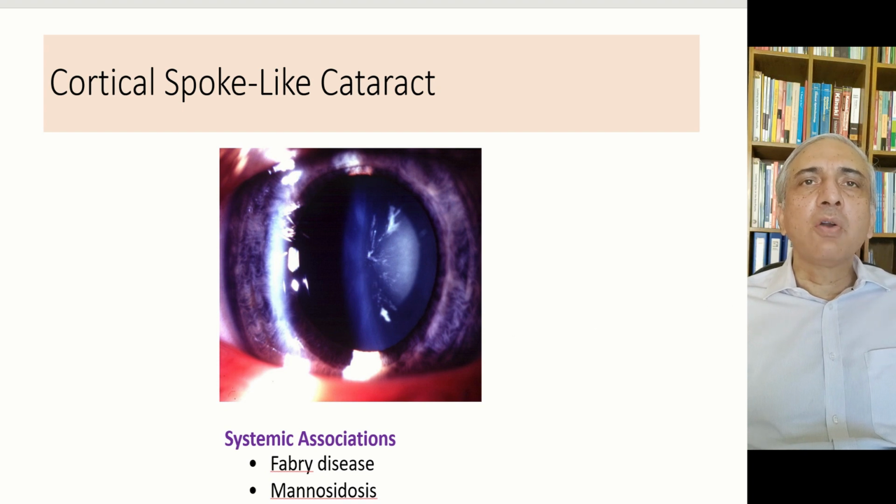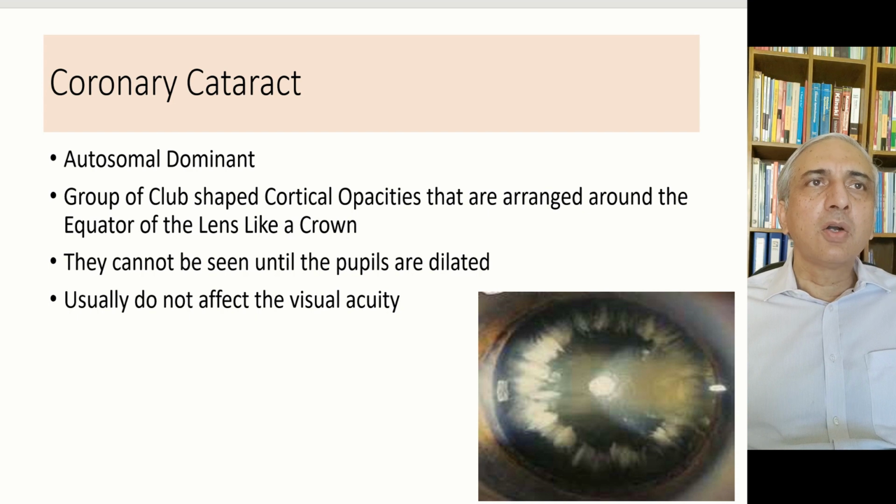Then we have coronary cataract. So coronary comes from the word crown. They are an autosomal dominant group of club-shaped opacities that are arranged around the equator of the lens. And they cannot be seen until the pupils are dilated, and they usually do not affect the visual acuity because here you can see they are outside the pupillary axis.